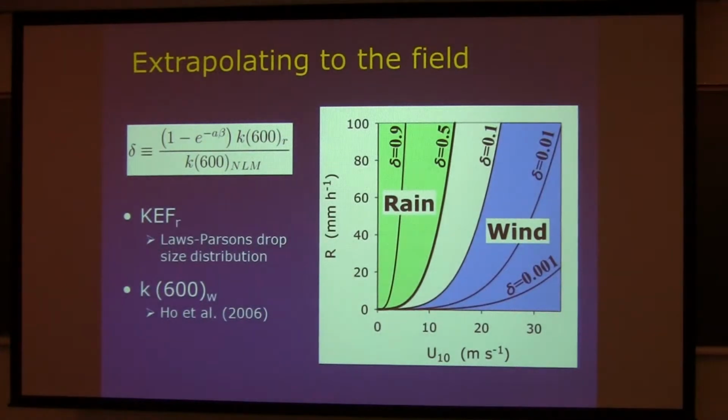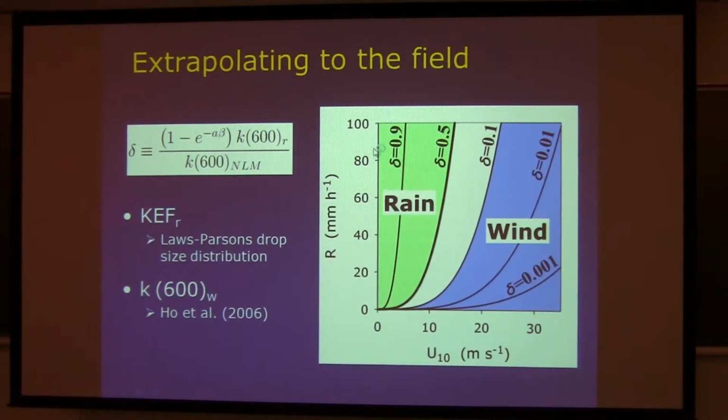So using this, you go, okay, we have lab data, but what does that mean in the real world? So in the field. To extrapolate to the field, we calculated the ratio of the rain component of the nonlinear model to the total gas exchange rate, using the kinetic energy flux rate based on the Laws-Parsons drop size distribution, which is a field drop size distribution, as opposed to our lab one, which is pretty much monodisperse. For the most part, we had a single drop size. We also used a gas exchange parameterization for wind for the field, in this case Ho et al. 2006.